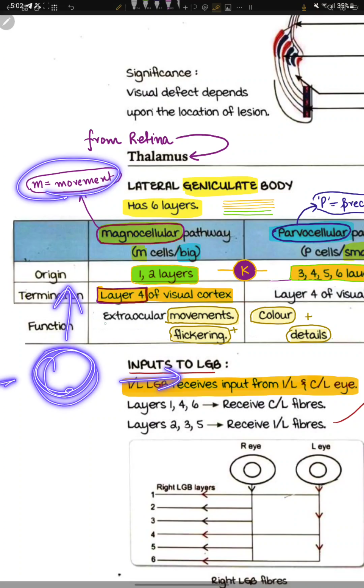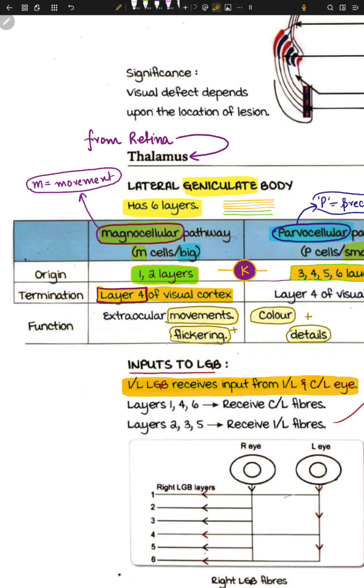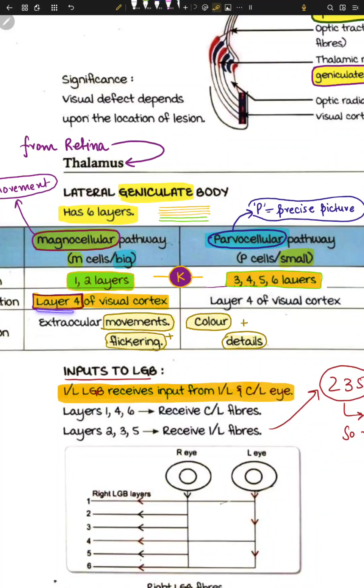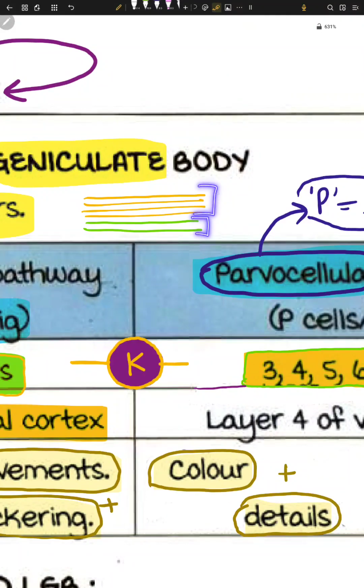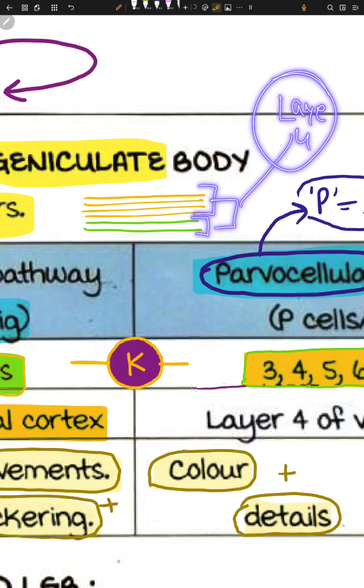What movement? The movement of your eye. We call this extraocular movement, and plus they can detect any sort of light flickering that is happening. So they are M cells. M stands for mega or magno, and they stand for movement. What is the termination? They end up on layer 4 of the visual cortex. Both groups, this group and this group, end up at layer 4 of the cortex.